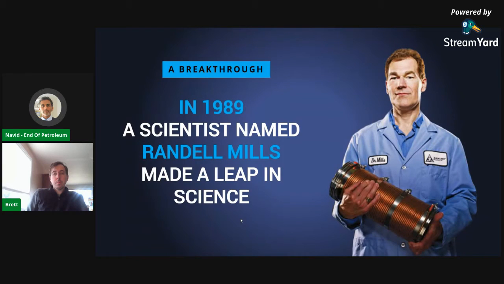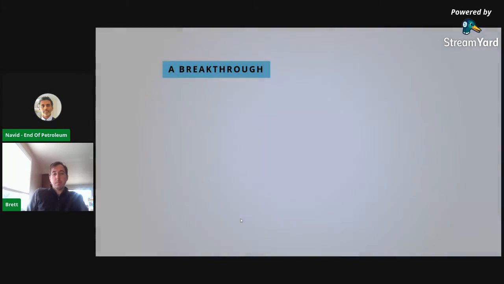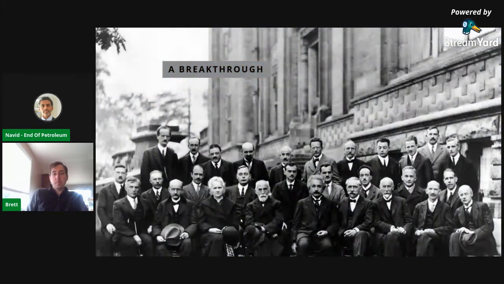Randall Mills made a leap in science. And he didn't start in 1989 or even 1979. He went back to the 1920s. This is a photo of some of the premier scientists of the day. You can see Albert Einstein in the front row, and you'll also see Dirac and Schrodinger in this. So he went back to that era and looked at things from a fundamental point of view.